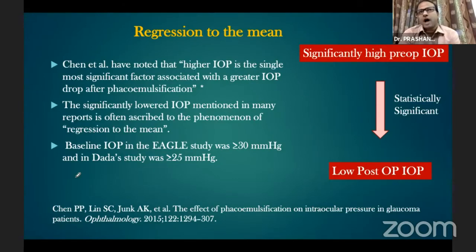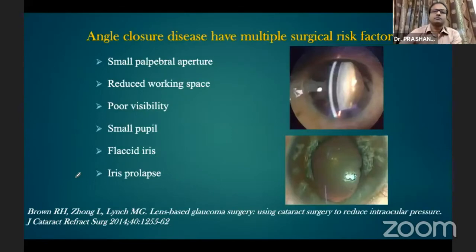So because of the high pre-op pressure and regression to the mean, the significantly lowered IOP mentioned in many of the reports, both the EAGLE study and the study by Dada, they had a pre-op IOP of more than 30 and more than 25. That is why the drop in IOP was very significant.